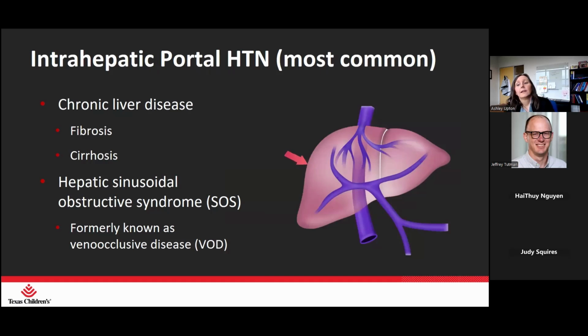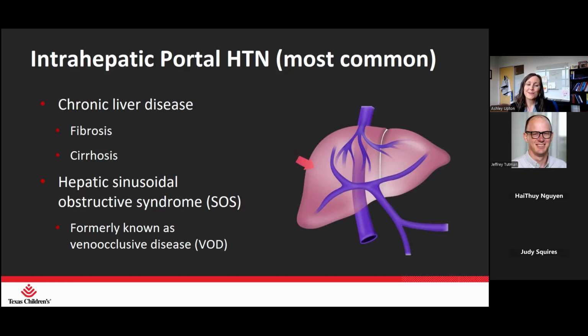Moving on. Now we are going to discuss intrahepatic portal hypertension, which is the most common form of portal hypertension in pediatrics. The majority of intrahepatic portal hypertension patients have some form of chronic liver disease, either with fibrosis or very advanced cirrhosis. Another intrahepatic cause is seen in patients undergoing chemotherapy or bone marrow transplant, which is called SOS, or hepatic sinusoidal obstructive syndrome.